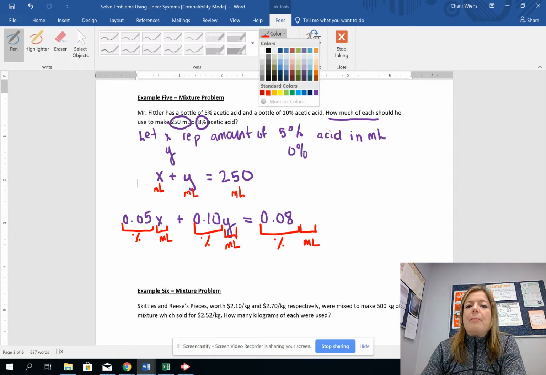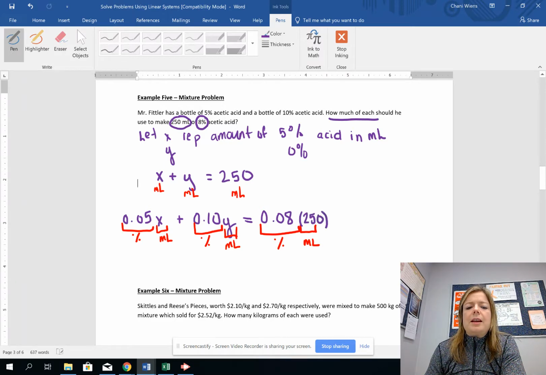So how many milliliters do we put there? Well, we put the 250. So this is the amount of acid in the first one, and the amount of acid from the second one equals the amount of acid in the third one. This is the number of milliliters of the concentration, whereas this is looking specifically at just the acid in the solution. So these are our two equations.